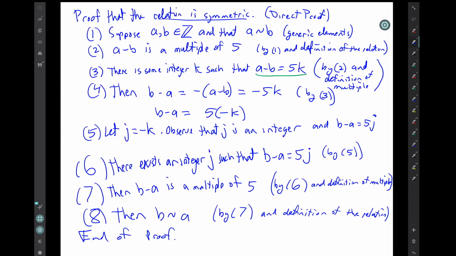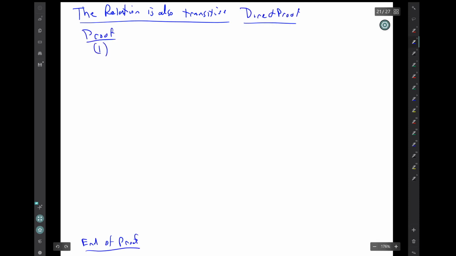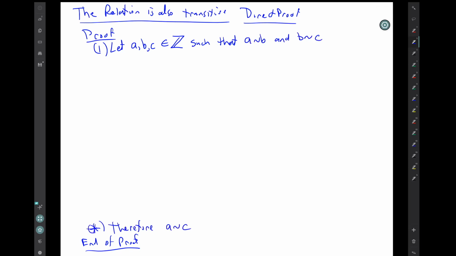Now the relation is also transitive. Now how do we prove that? Well, we have to set up a direct proof. We know how this proof will start, and we know how this proof has to end. Now, at this point, I'm going to stop talking and just write the steps. And you can see from the order in which they get written down the logical progression of my thoughts.